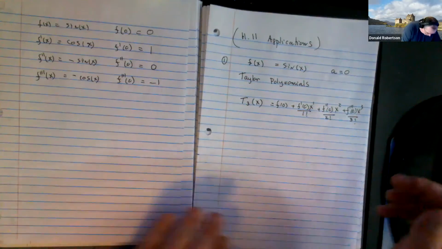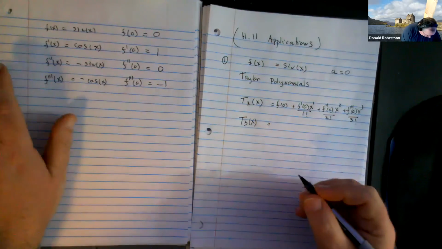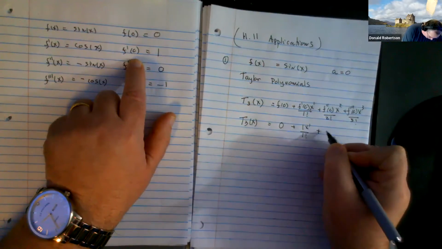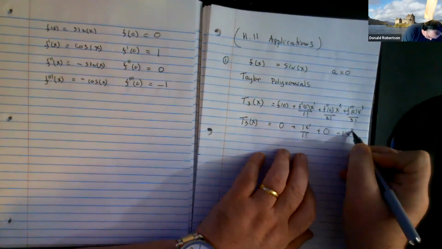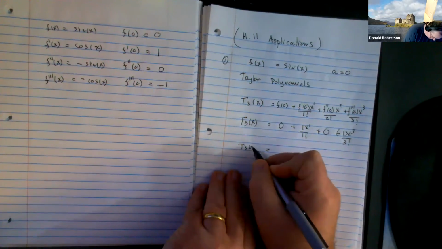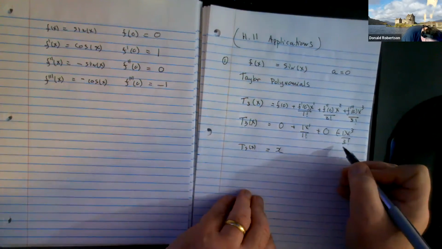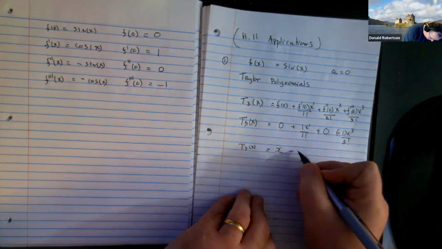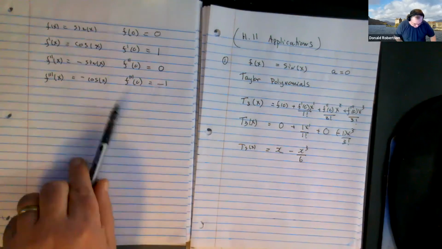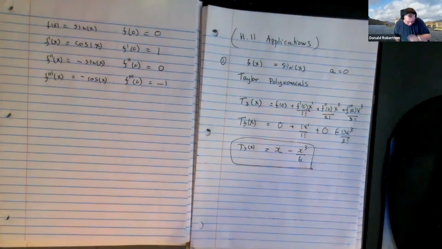Right. Let's put the numbers in, see what we get. T3 of x is 0, one of these guys, 0, negative 1 of these guys. Tidy it up, make it look pretty. 1x over 1 factorial just gets me x. Negative 1 x cubed over 3 factorial is negative x cubed over 6. And so T3 of x is that polynomial.